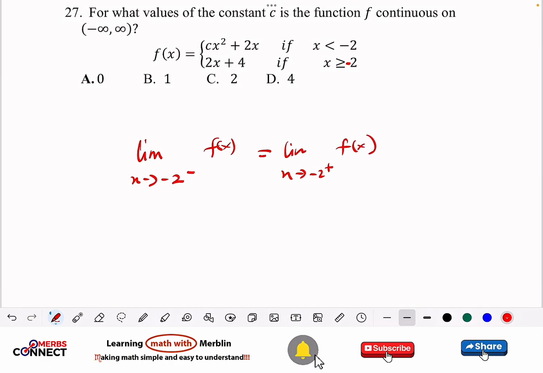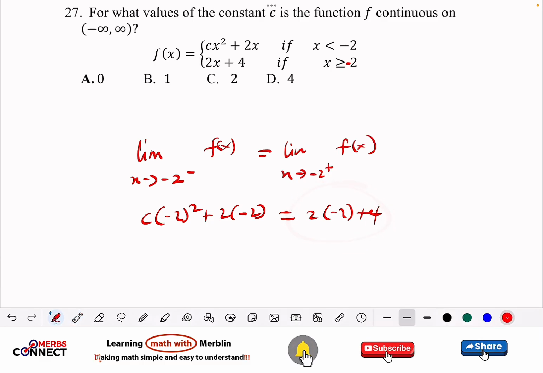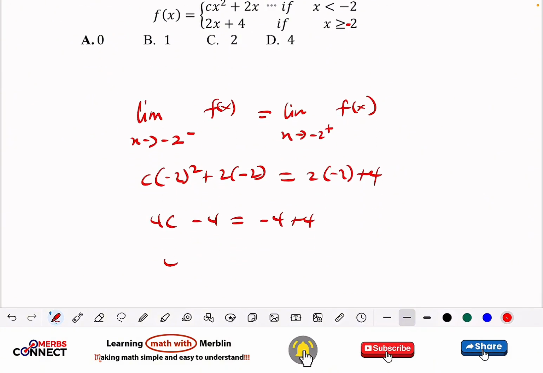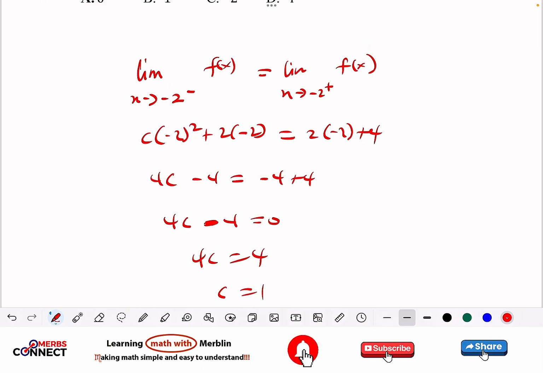So let's do that. From the negative is this, and from the positive is also this. So I'm going to have C times minus 2 squared plus 2 times minus 2, which is equal to 2 times minus 2 plus 4. So I used this for this, which is also here. So this is 4C minus 4, which is equal to minus 4 plus 4, and 4C minus 4 is equal to 0. 4C is equal to 4, C is 1, which is here.